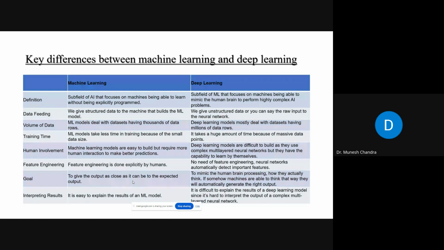Whenever we are talking about feature engineering, feature engineering in machine learning is done explicitly by humans. But in the case of deep learning, there is no need for feature engineering.